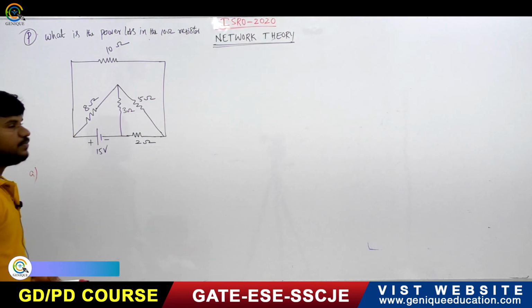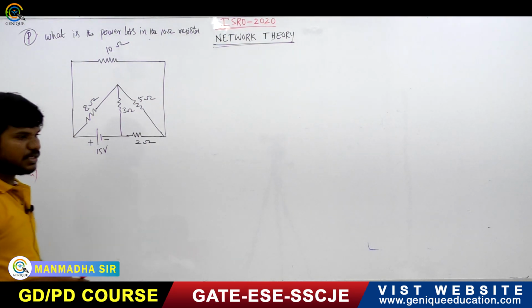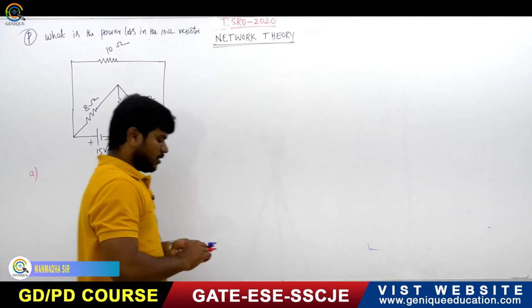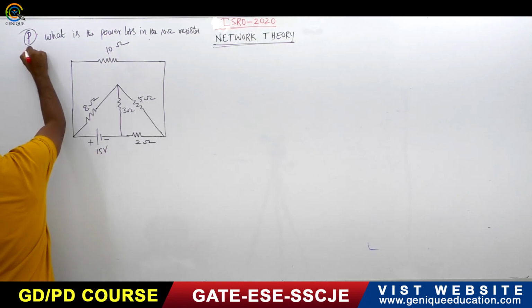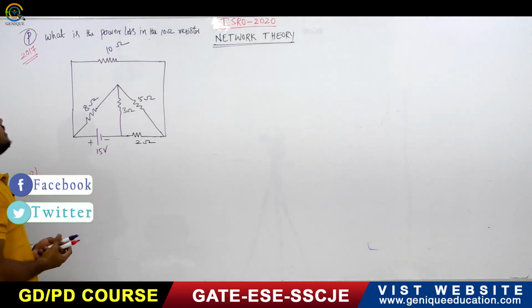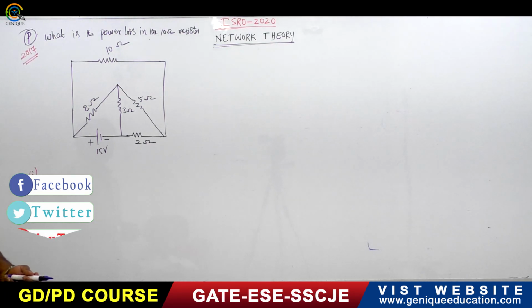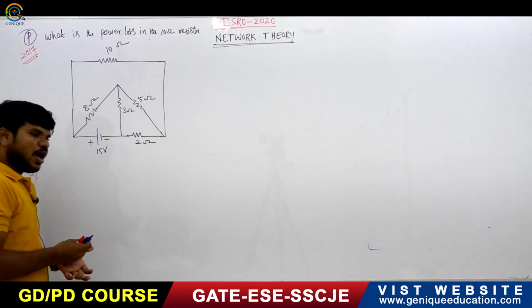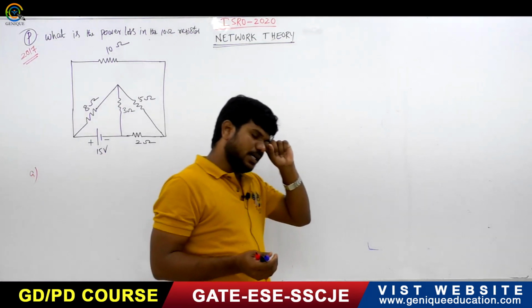So this is the next question. It is asked in the ISRO 2017 examination from networks. So what is the power loss in the 10 ohm resistor? How can we find the power loss in the 10 ohm resistor?